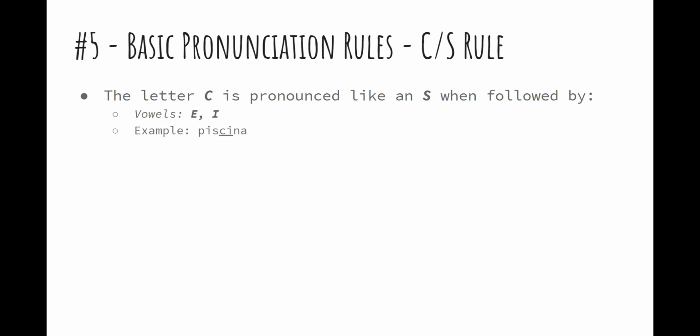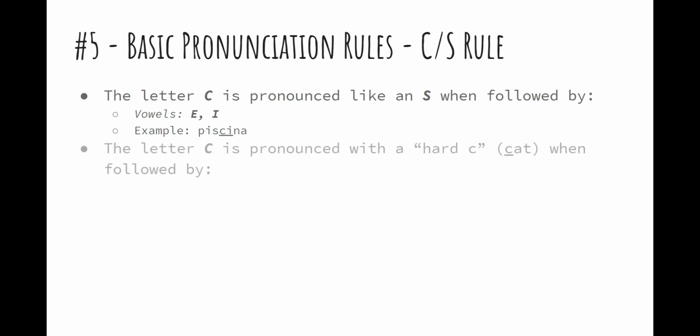So for example, piscina. The C there gets the soft C sound because it's followed by the English I. The letter C is pronounced with a hard C, like in cat, when followed by pretty much everything else, the other vowels and any consonant. So really the best thing to remember is it gets the soft S when followed by the English E and I. Everything else gets the hard C. For example, recordar. You'll see there the C is followed by the English O.